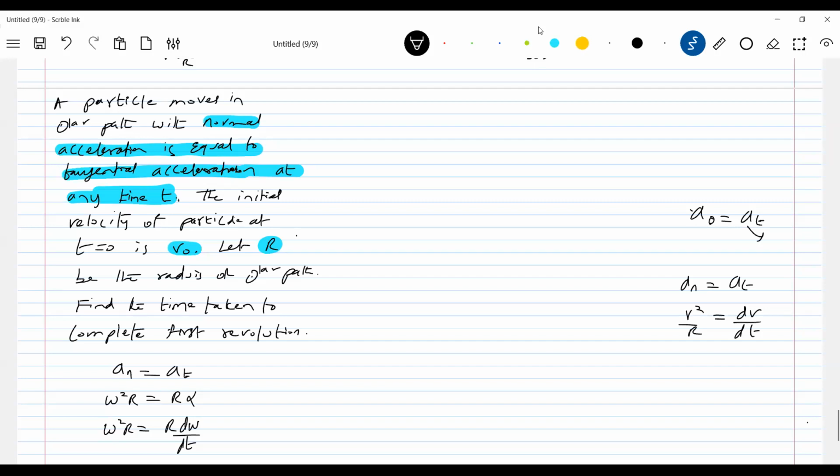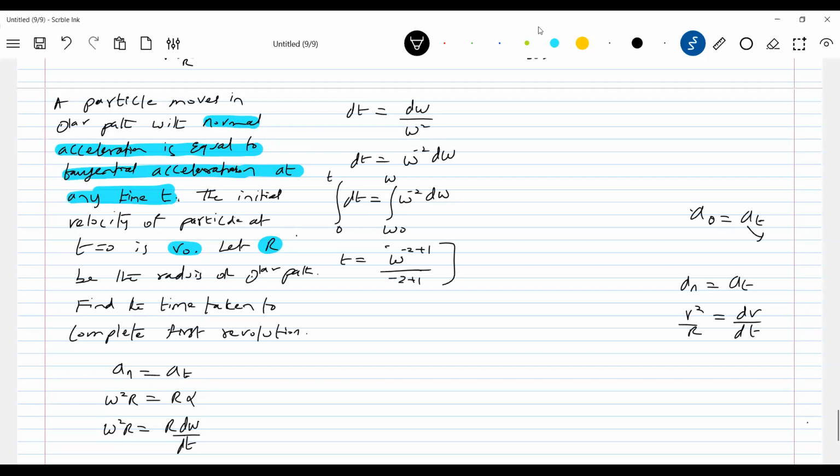So here the r gets cancelled, so this will be d omega by omega square. So dt equals omega to the power of minus 2 d omega. Let's go for the limits. At t equal to 0, what was the initial velocity? Omega naught. As we can calculate, at any instant of time, let it be omega. So t is equal to omega. I'm writing in detail so that you can understand things easily.